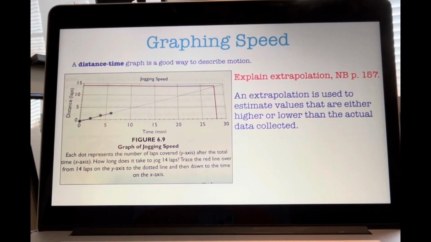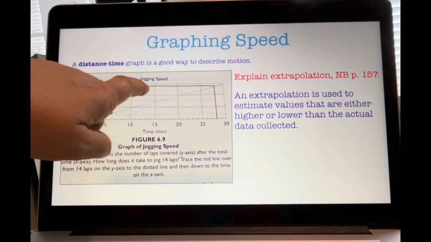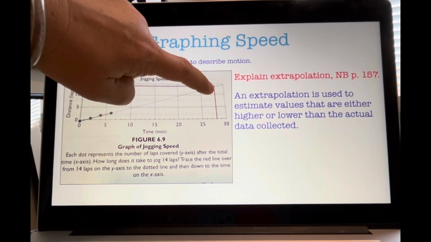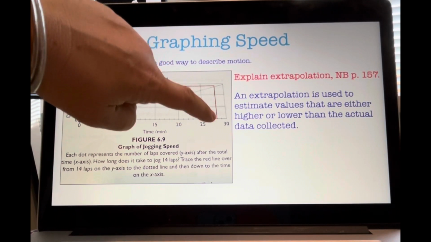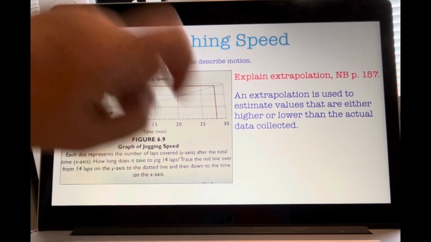Now that you have the extrapolated line, you can see how long it will take you to jog 14 laps. Follow the red line to the right from 14 laps on the y-axis to the blue extrapolated line. Then follow the red line down to the time axis. It will take 28 minutes to jog 14 laps. All right, so here we go, 14 laps. And if we want to figure out exactly how long it will take, it'll take 28 minutes.